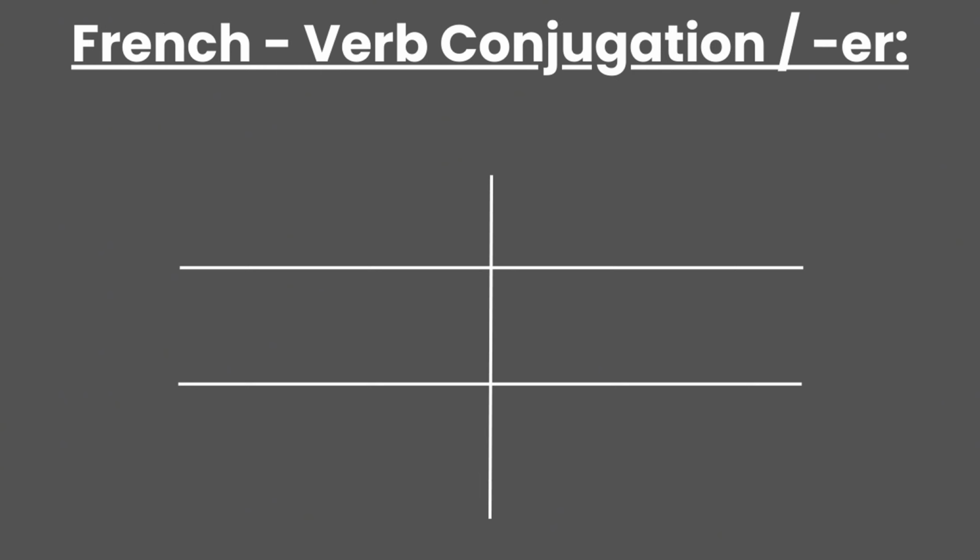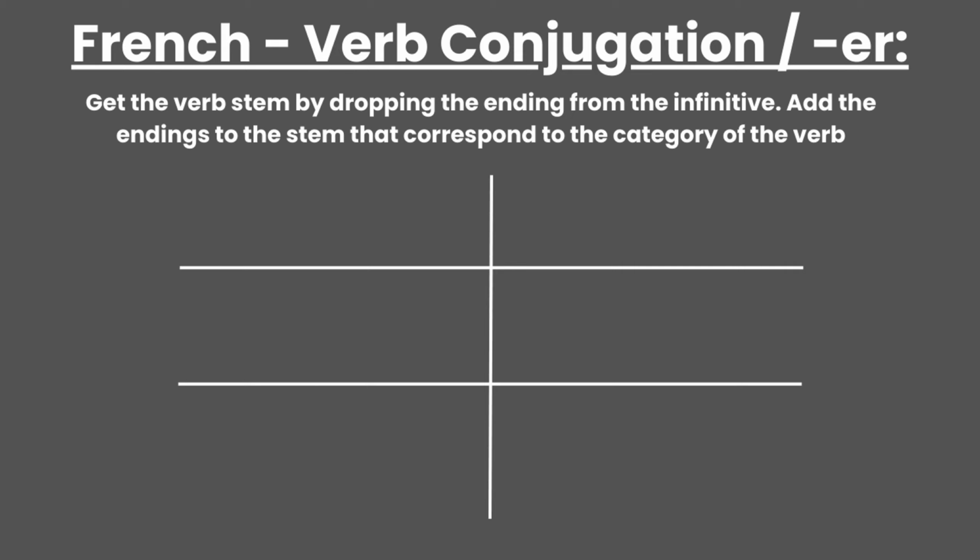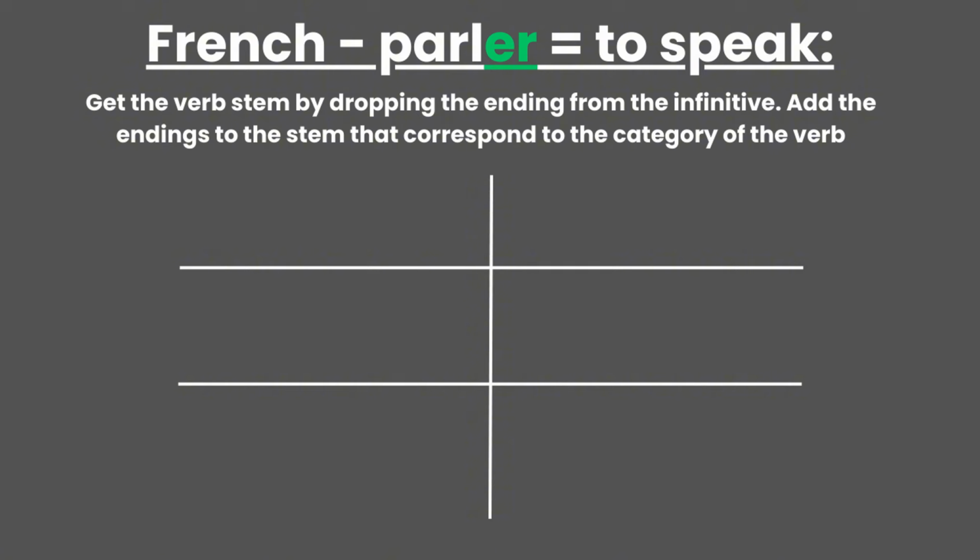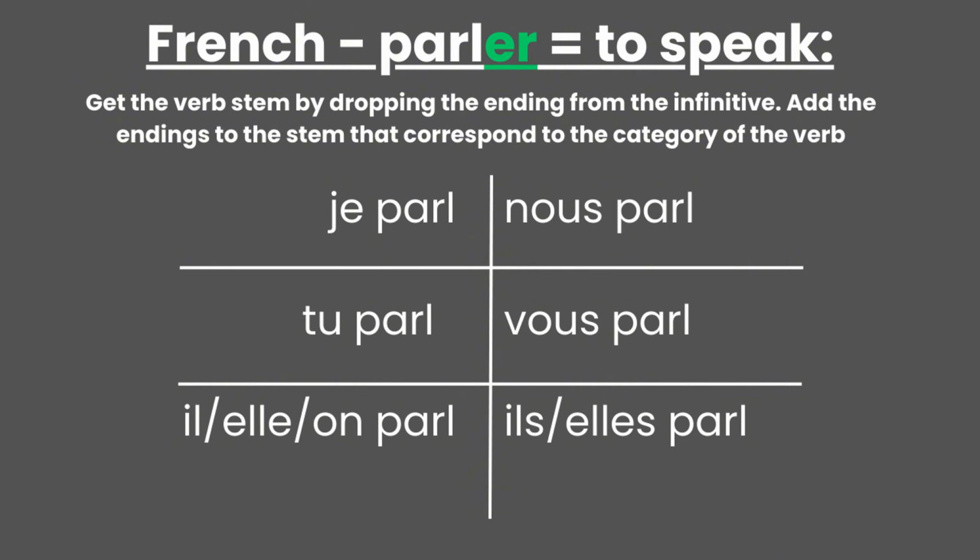Let's begin with er verbs. The conjugation pattern for er verbs in the present goes as follows. We get the verb stem by dropping the ending from the infinitive. Then, we add the endings to the stem that correspond to the category of the verb. Since we're beginning with er verbs, let's use the verb parler, to speak. To conjugate parler in the present, we drop the endings, get the verb stems, and then add the endings that match the category. For je, add e.